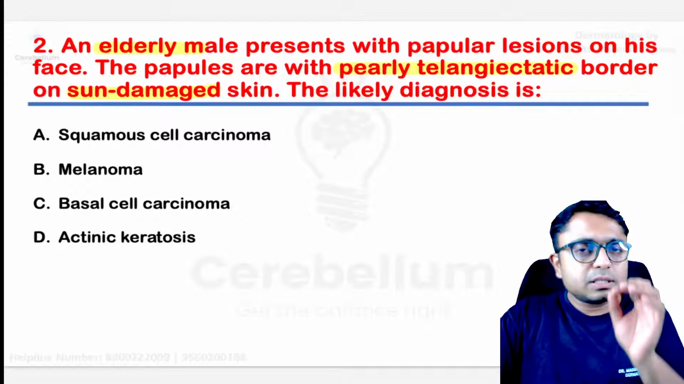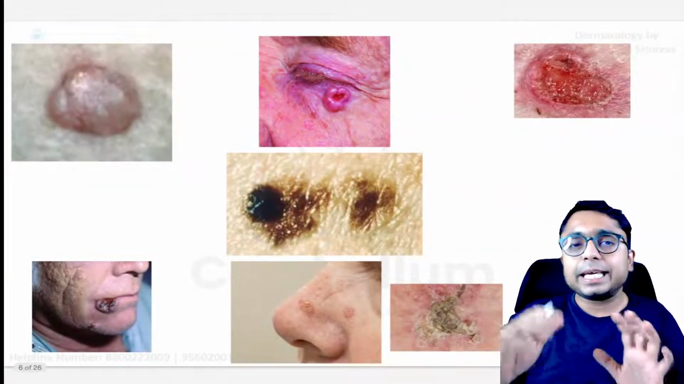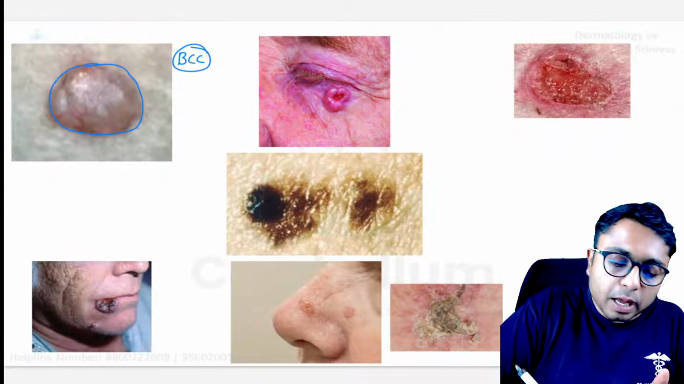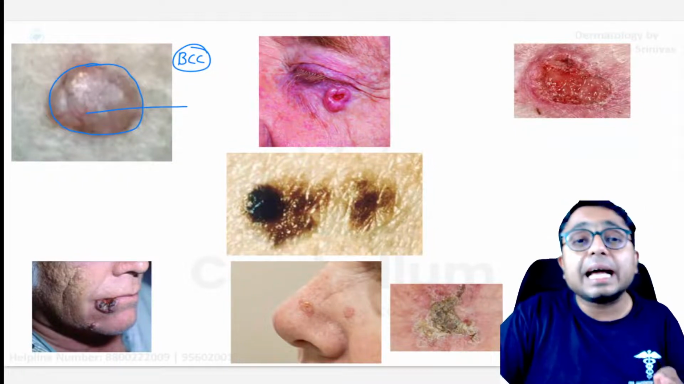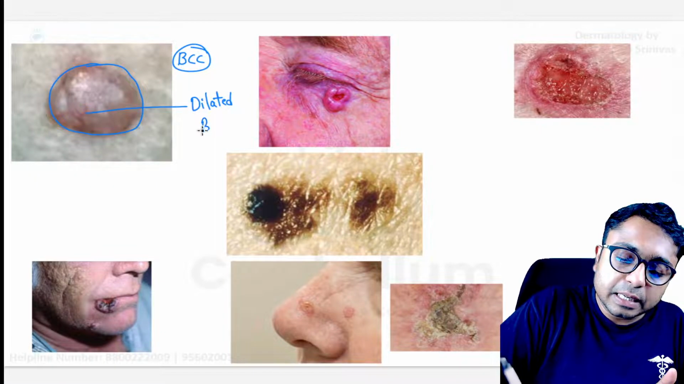Please remember students, this is a very classical description for basal cell carcinoma. So I will show you the images. This image is a basal cell carcinoma. You are able to see that it is a pearly white nodule which is having surface telangiectasia. What are telangiectasias? They are dilated blood vessels. So dilated blood vessels are called telangiectasias.